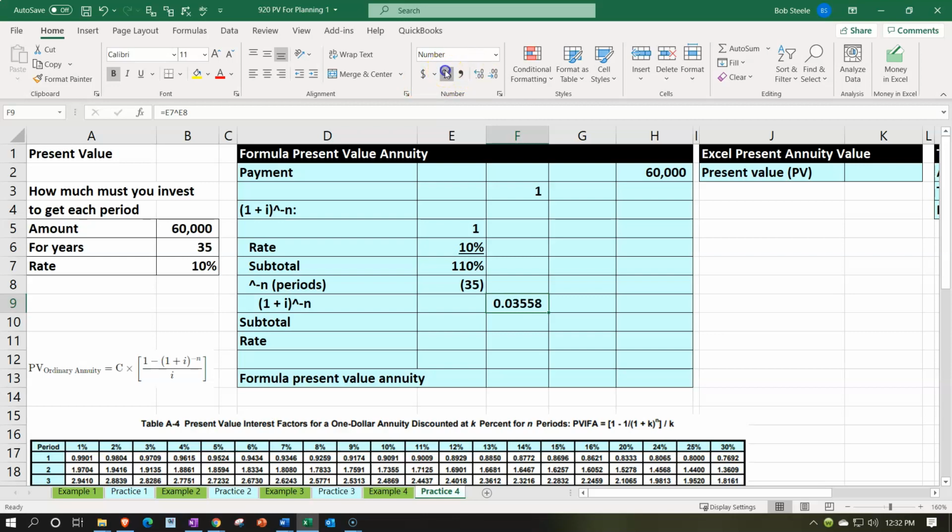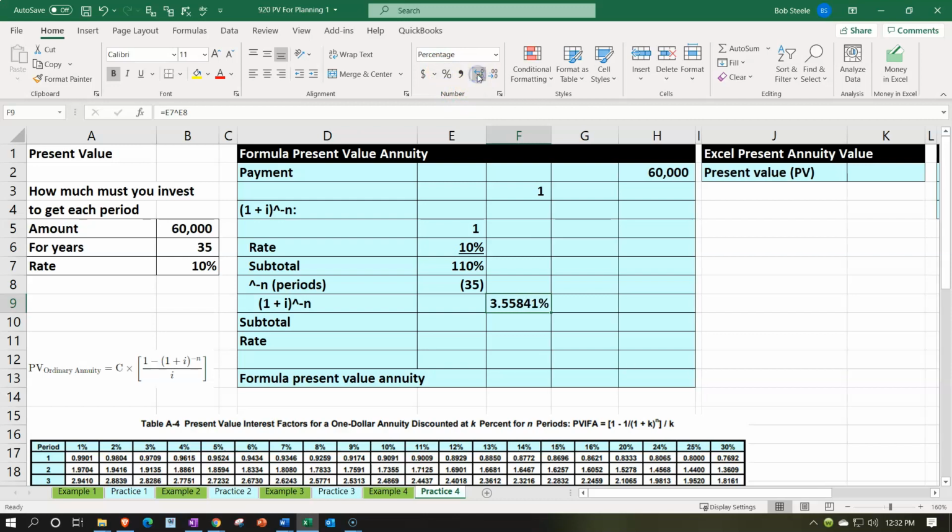If you make it a percent, you can see maybe some more decimals here. We could bring it out possibly a little further. And so there we have that. And then we're going to do the subtotal, which is going to be the 1 minus that number. So this is going to be 1 minus what we just calculated. And let's add some decimals there. Adding decimals.